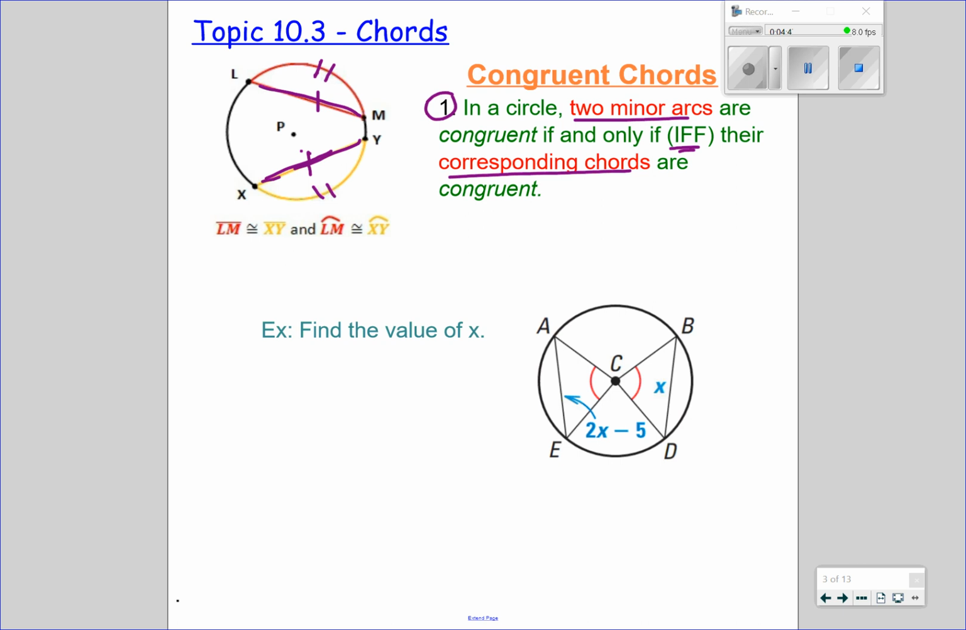Okay, so let's look down here at this example. It says right here that these two arcs are equal. I'm sorry, these two angles are equal.